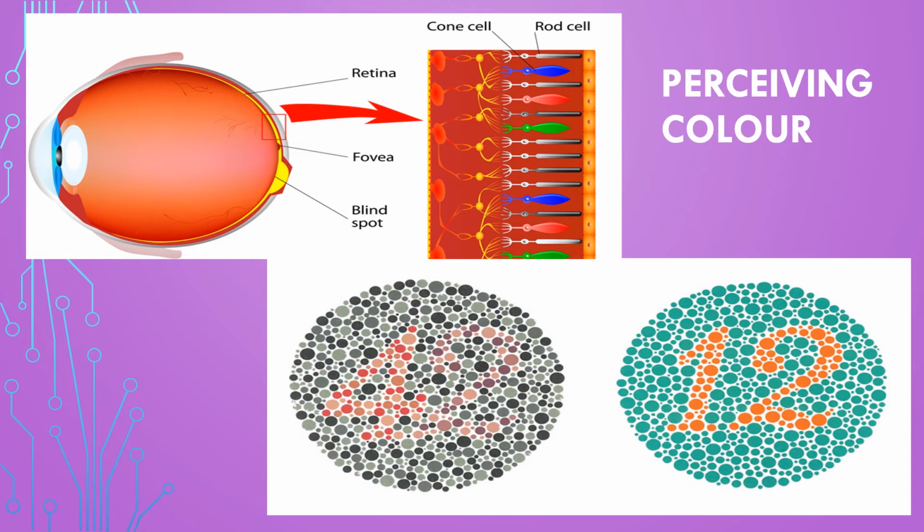Now we can see how our eye perceives color. Color is perceived because the cones in the retina come in three types. One type of cone reacts primarily to blue light, which has a short wavelength. Another reacts to green light with medium wavelength. And the third reacts to red light with long wavelength.